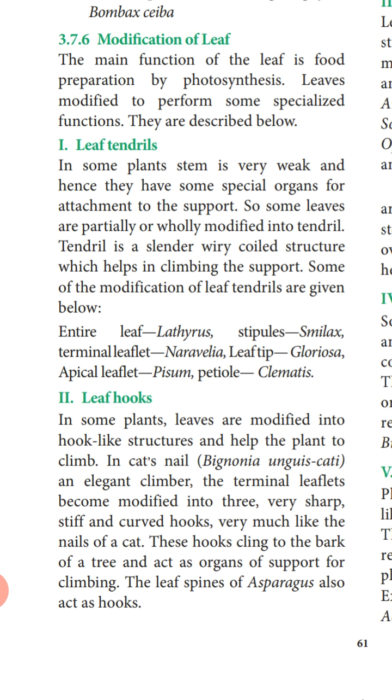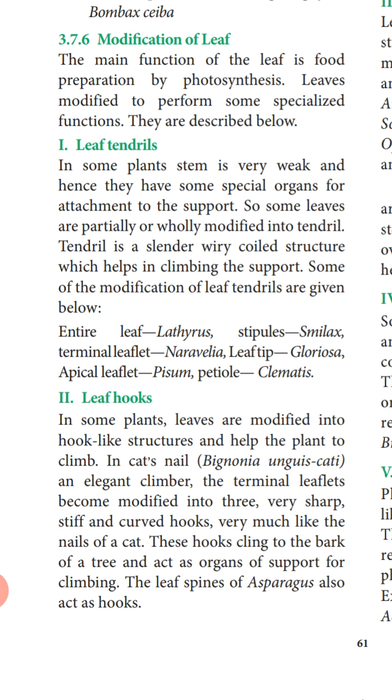Some of the modifications of leaf tendrils are given below. In Lathyrus, the entire leaf changes into a tendril. In Smilax, the stipules, which we studied are present at the leaf base, are modified into tendrils. In Naravelia, the terminal leaflet, the tip of the leaf, is modified into a tendril. In Gloriosa, the tip of the simple leaf is modified into a tendril.